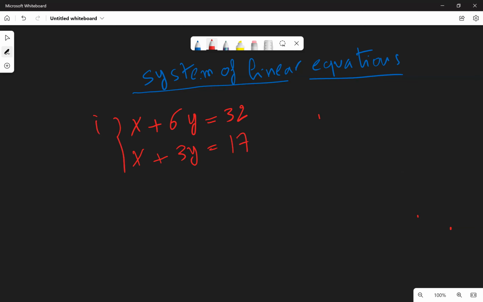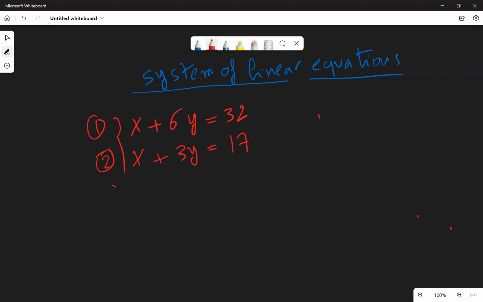All right, so here we have another example. To make it easy for us, if we want to solve for a variable, we look at our system of linear equations and see which variable is easy to solve for. And here, in both equations, it's easier to solve for x. So let's solve for x in the first equation.